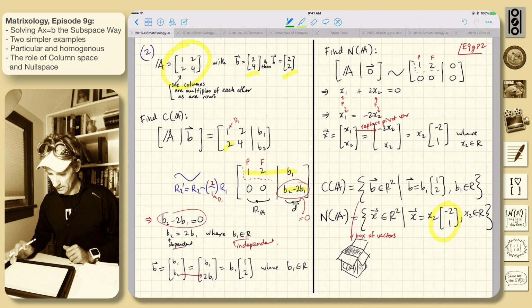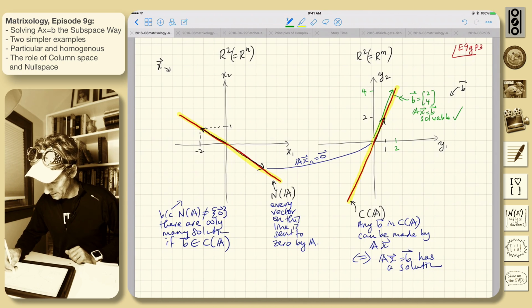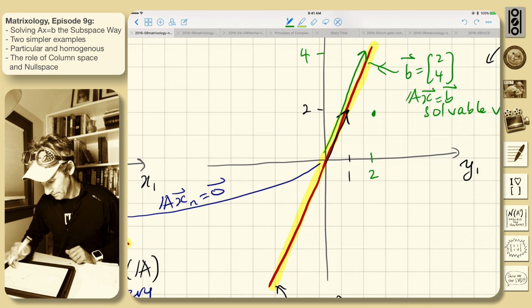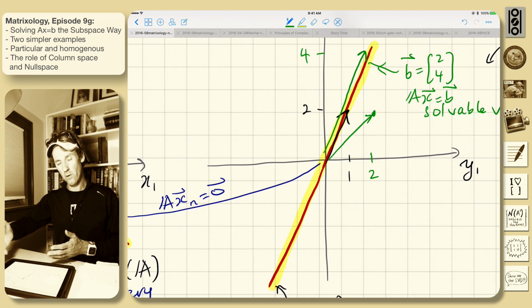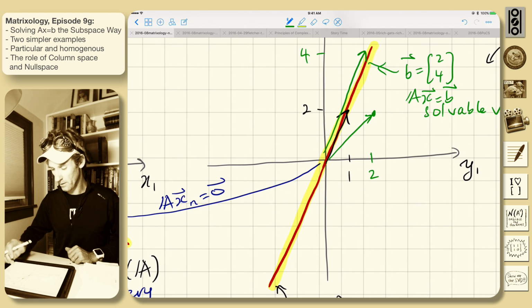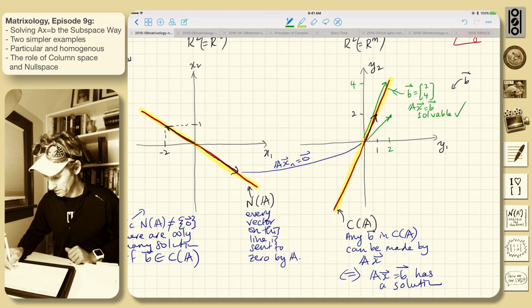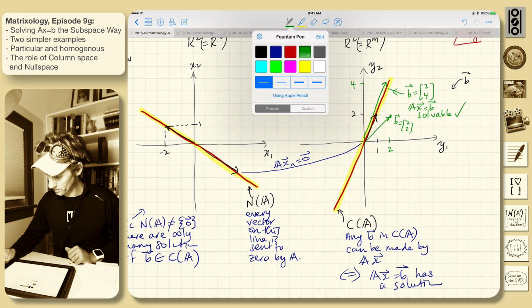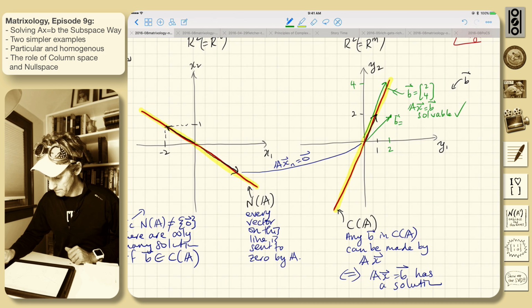So it's good, right? 2, 2 though is out here. This is 2, 2. We can't make it, right? There's no way. A can only trace out this yellow and red line. So this is 2, 2. b equals 2, 2.